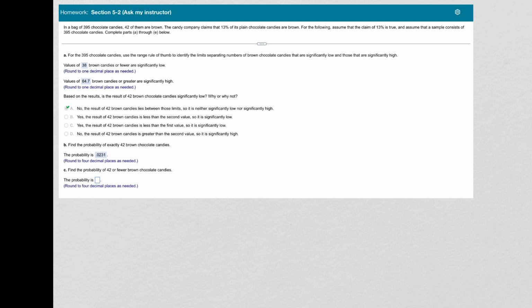So in part A, we want to use the range rule of thumb to identify the limits separating the numbers of brown chocolate candies that are significantly low and those that are significantly high. So when we're using the range rule of thumb, we're going to have to calculate the mean and the standard deviation.